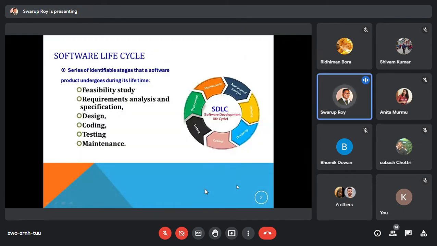Okay, so these are some of the stages that it must pass through. So let's see one by one how we're going to conduct or carry out these stages. Based on that, there are different types of life cycle models available, so we will see the different life cycle models gradually.